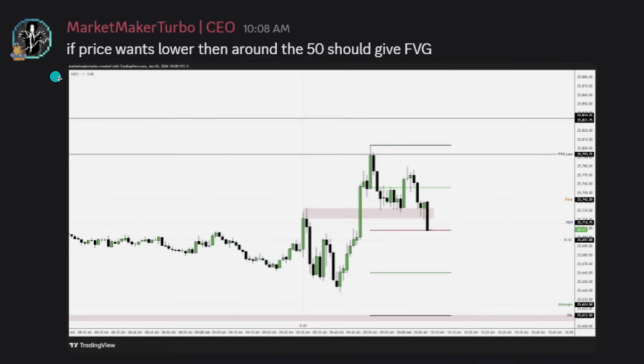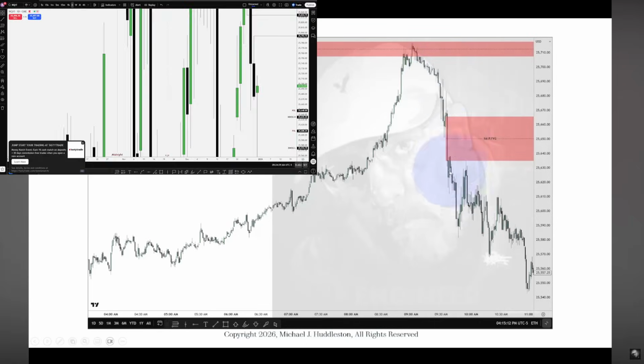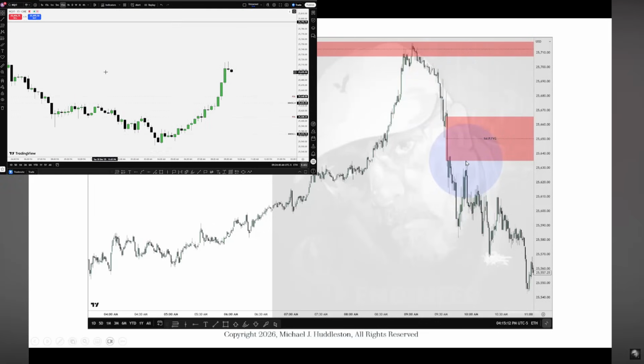Now, this is what I said to the Discord. I said, if price wants lower than around the 50, should give a good FVG. I'm grading the price swing from here all the way down to where I think it's going to go, and you can see it's live candles. There's 57 seconds left to this, and this is where we went short. Now right away you can see it's using it here and here. And where do you think it's drawing to?